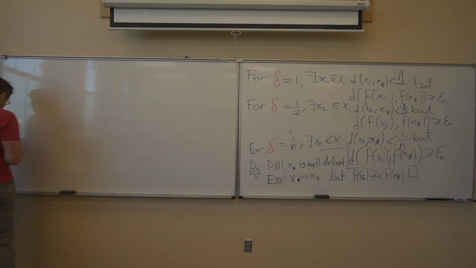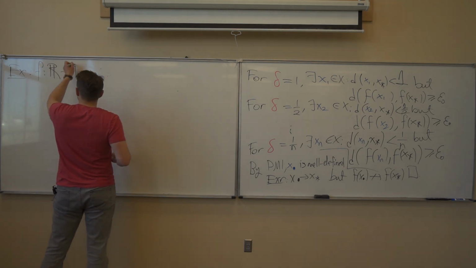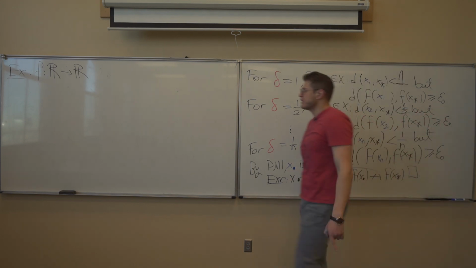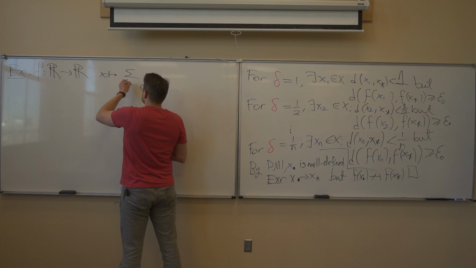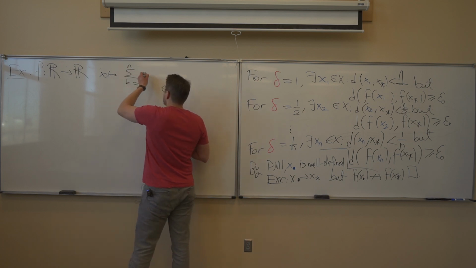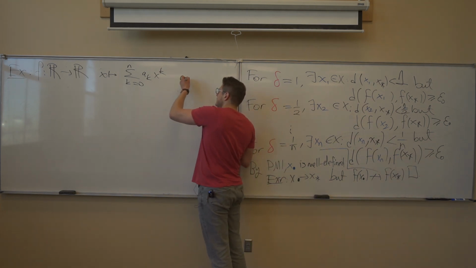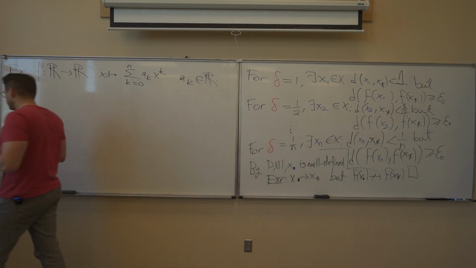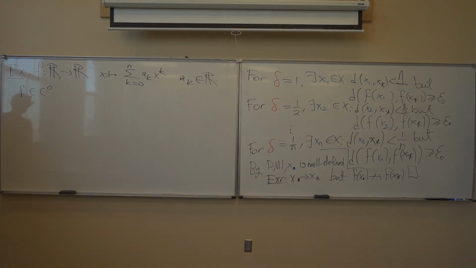So, example. I'm just going to take a polynomial function from the real to itself. Well, let's take x to some polynomial. So x sent to the sum from k from 0 to n of a sub k, x to the k. That's a polynomial. A sub k is, let's say, fixed real numbers. Doesn't matter. This function is continuous. F belongs to C0.